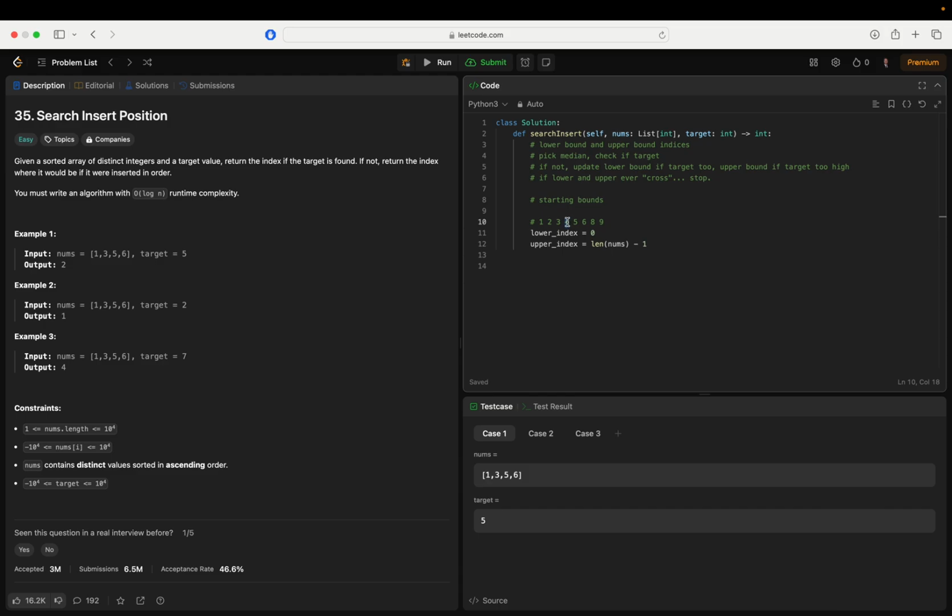4 is not our target, and it's less than the target. So that means 4 is our new bound, and 9 stays the same. 3 plus 7 divided by 2 is 5. So it'd be 0, 1, 2, 3, 4, 5.